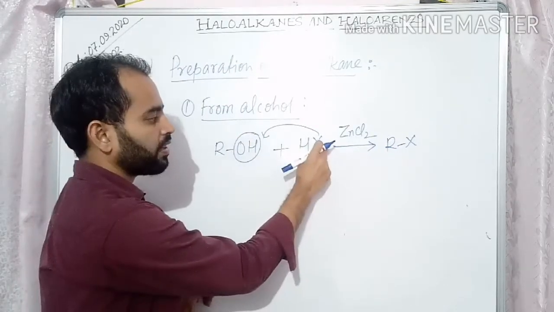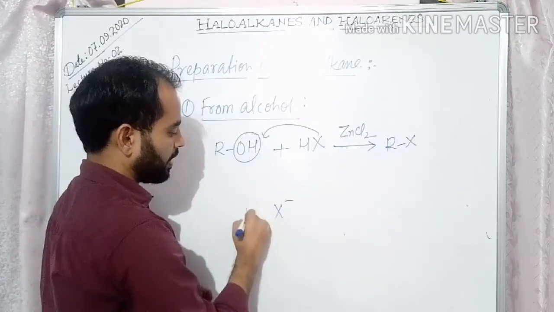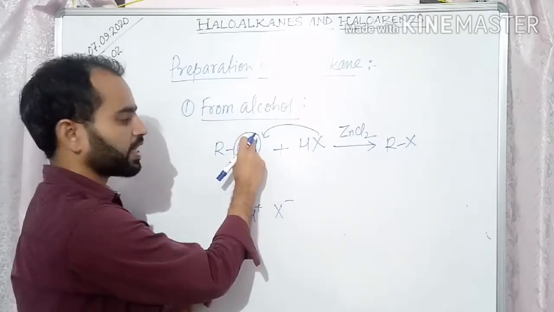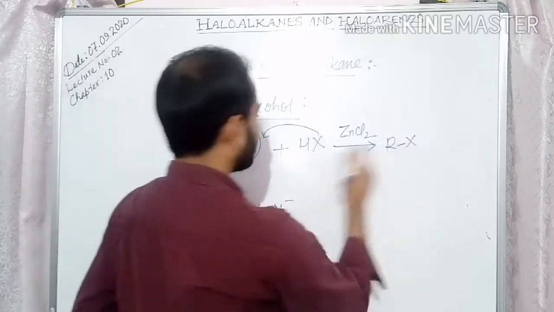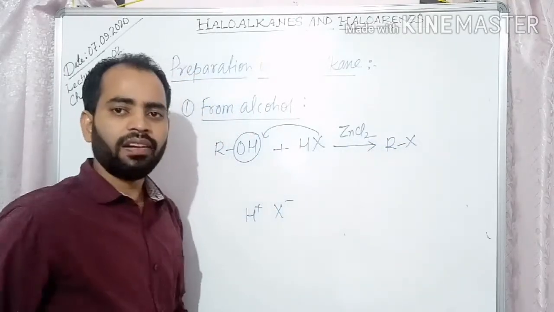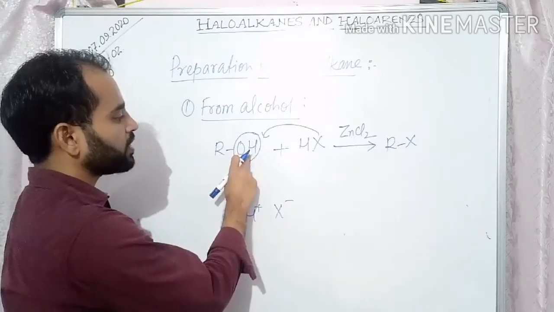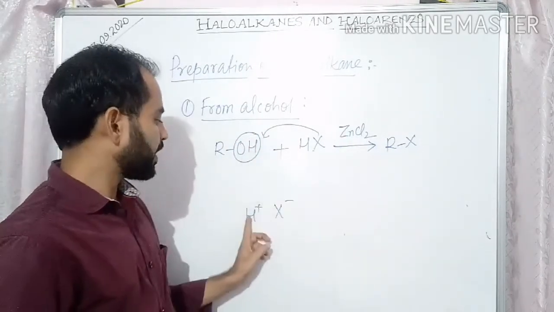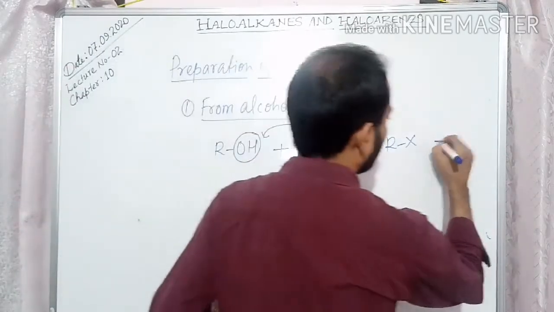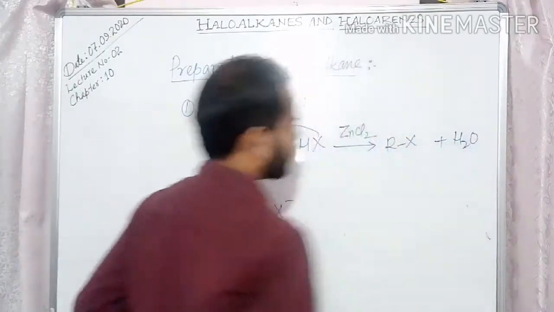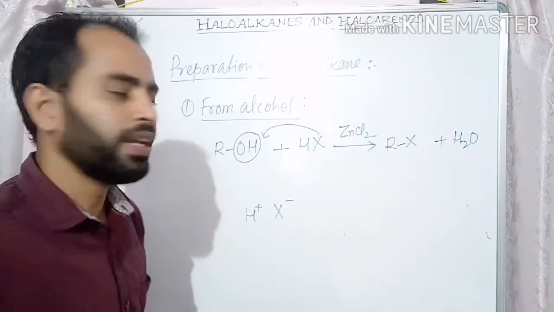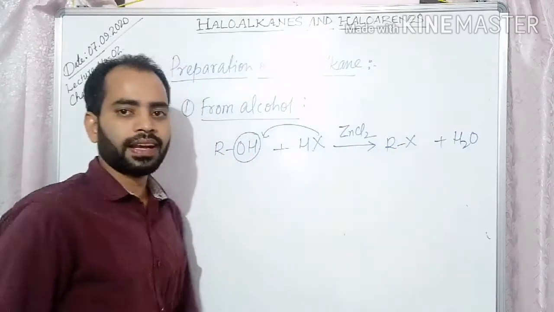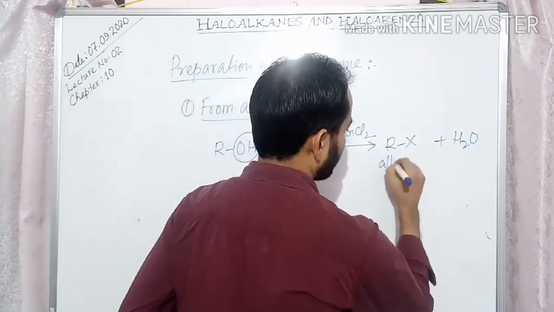X is a nucleophile, X negative and H positive. So X negative will replace OH negative from here. So it will replace OH and form RX. And when this OH breaks as OH negative, it will take H positive from here and form water. By this way we can prepare haloalkane or alkyl halide. This is your alkyl halide.